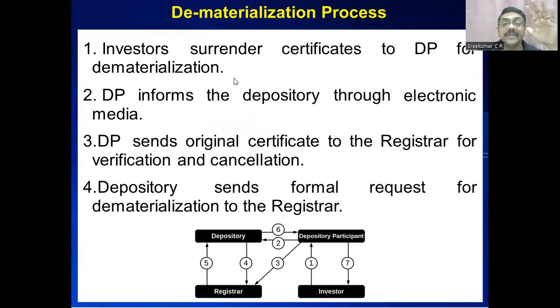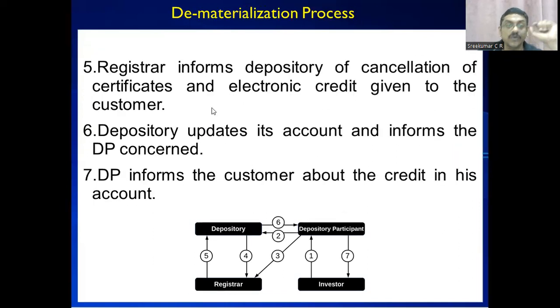So the depository participant will send the original certificate to the registrar for verification and cancellation. That is why the registrar is mentioned there, children. Whether the share certificate is valid or not, who will verify it? The depository participant will verify it by giving this to the registrar. Then the depository will send a formal request for dematerialization to the registrar. Once the registrar says that this is a valid certificate, then this will be converted to dematerialized form. After that, the registrar will inform the depository for cancelling the certificate and giving electronic credit.